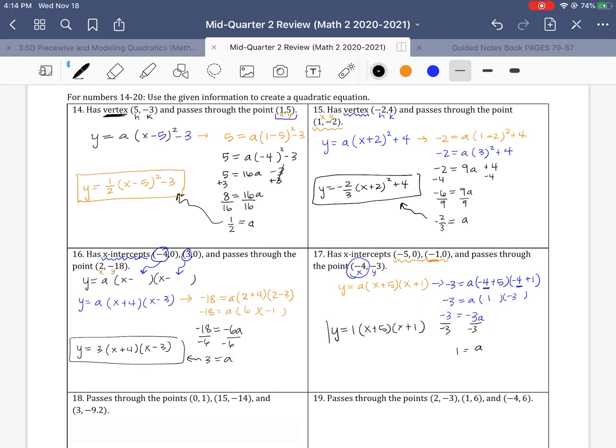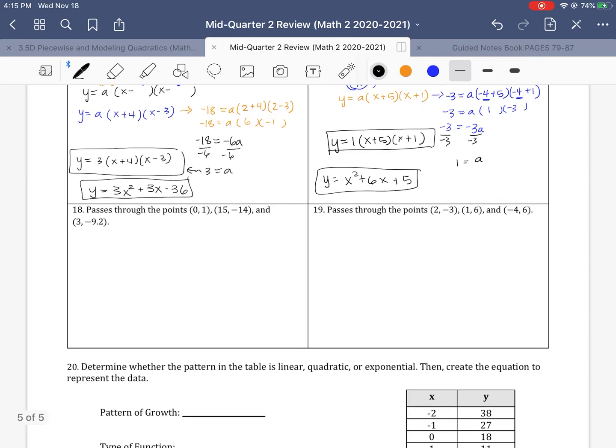Now if you used the calculator method on this one, your answers are going to come out in standard form. That's just fine. If it's in standard form, it's going to look like this. So if this is what you got, that's fine too. Or on 16, again, if you use the calculator method, then your equation would look like this. That's just fine.